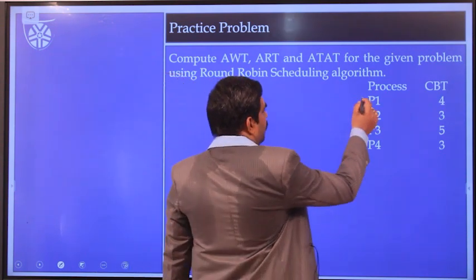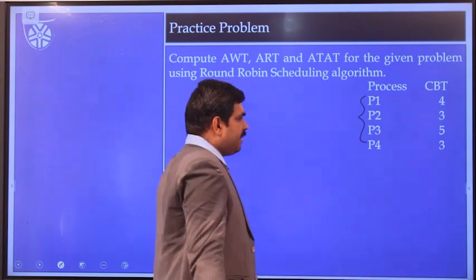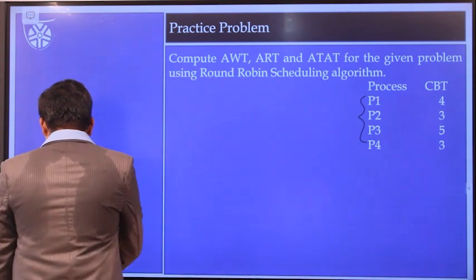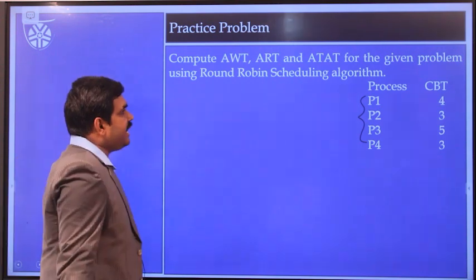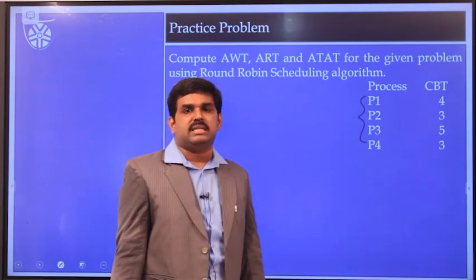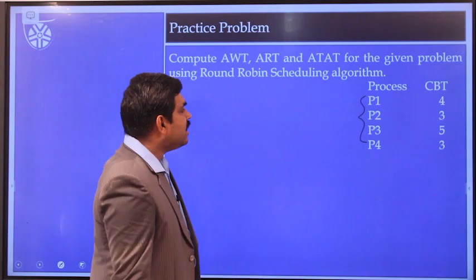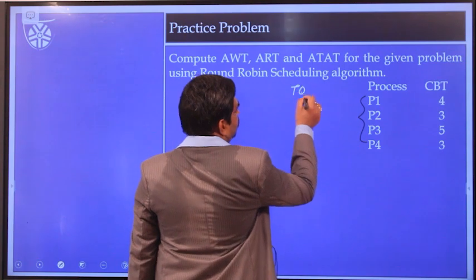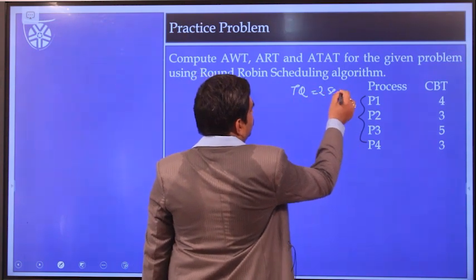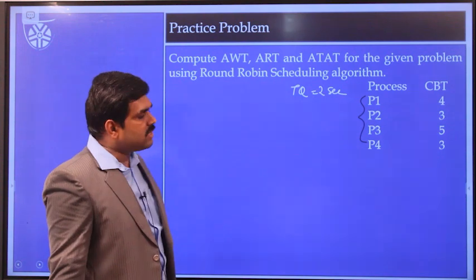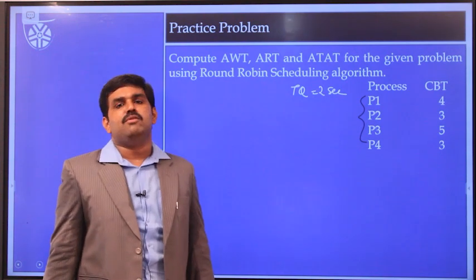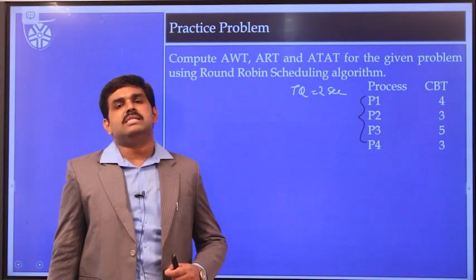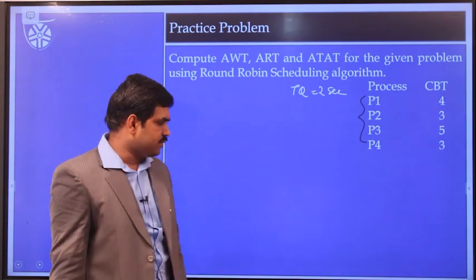We have been given 4 processes called P1, P2, P3, P4 with CPU burst times as 4, 3, 5, 3 respectively. We need to compute the average waiting time, average response time and average turnaround time for the given problem using the round robin scheduling algorithm. Consider the time quantum as 2 seconds. Means every process has the CPU for only 2 seconds. After 2 seconds, immediately the CPU is going to be switched to another process.